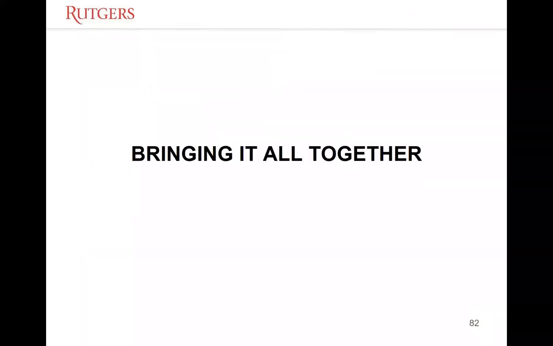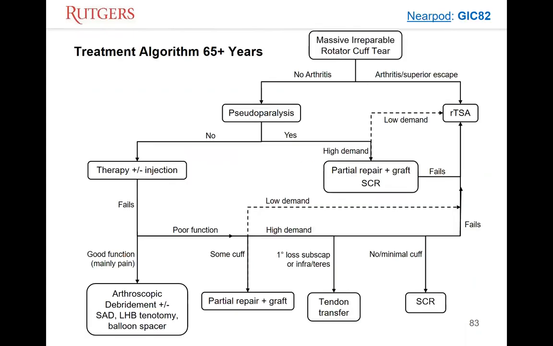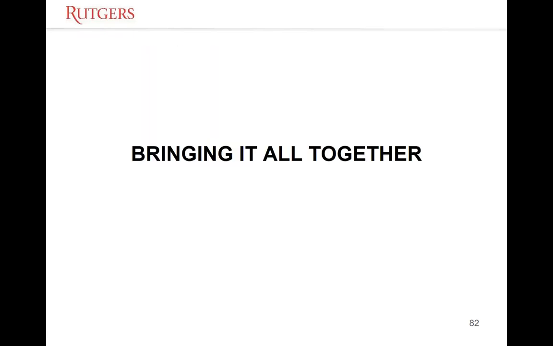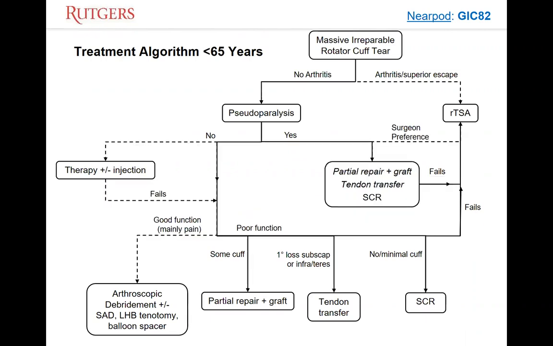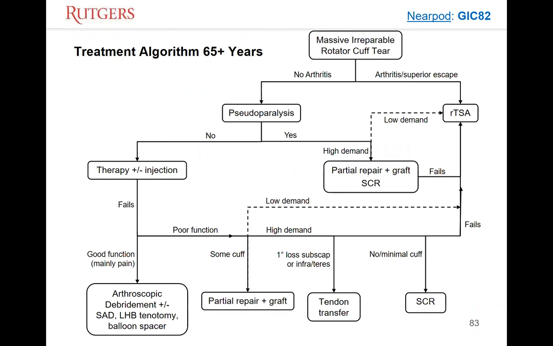All right, so now that we have gone through all that data, we can try to boil this down into a more digestible treatment. You will be tested on this next slide. All right, you got it? Great. So here's a flow chart that I put together just to serve as a suggested blueprint for patients over 65 with a massive irreparable cuff tear.